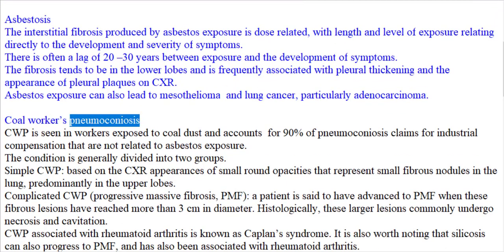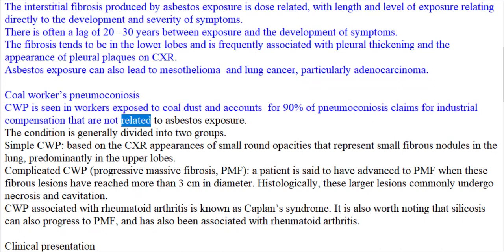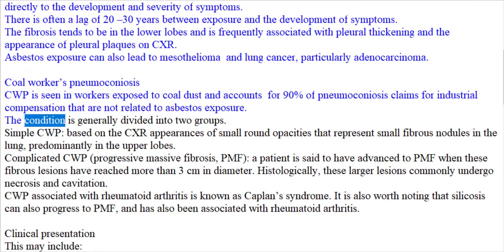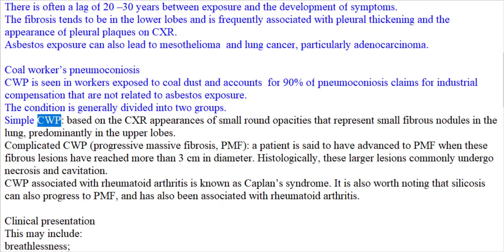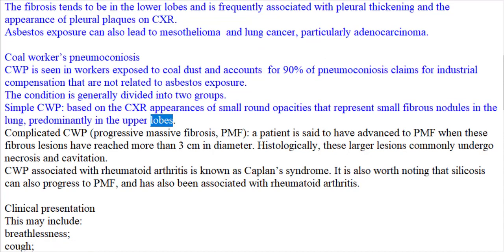Coal workers' pneumoconiosis. CWP is seen in workers exposed to coal dust and accounts for 90% of pneumoconiosis claims for industrial compensation that are not related to asbestos exposure. The condition is generally divided into two groups. Simple CWP, based on the CXR appearances of small round opacities that represent small fibrous nodules in the lung, predominantly in the upper lobes.